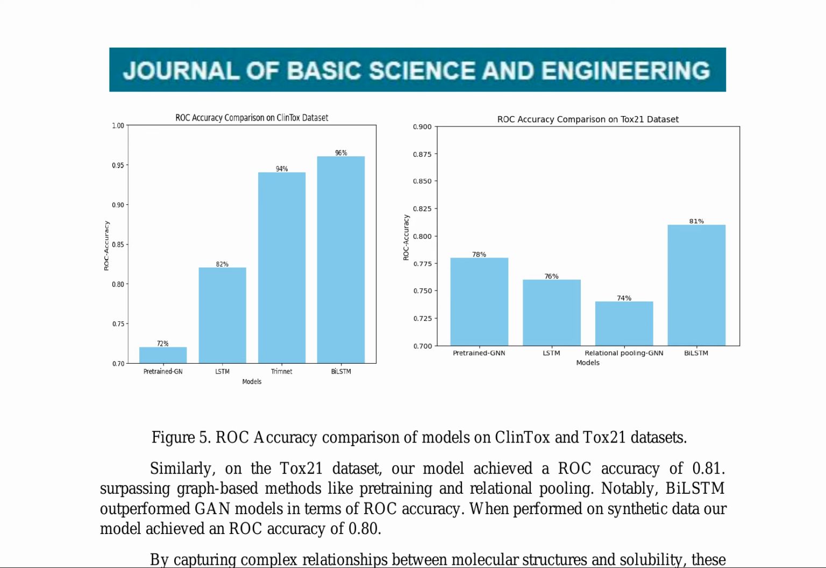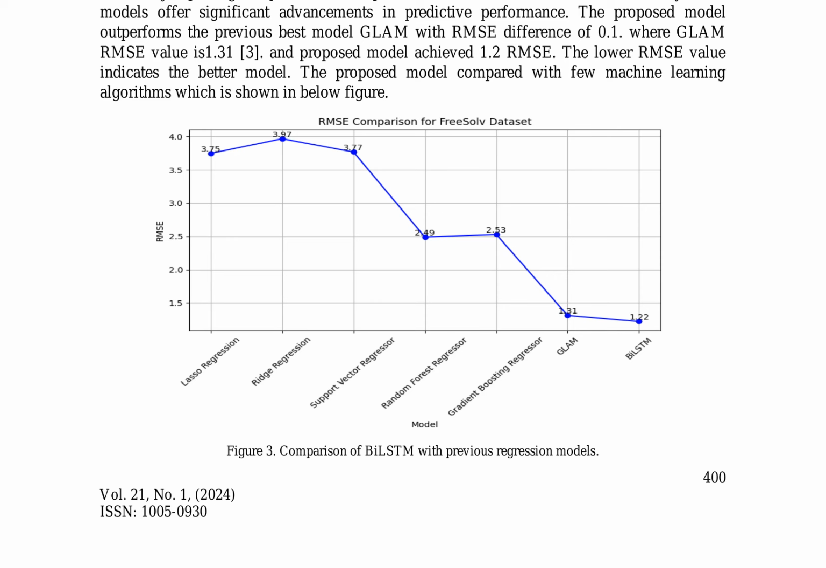When performed on synthetic data, the model achieved an ROC accuracy of 0.80, capturing complex relationships between molecular structures and solubility. Furthermore, the proposed model outperforms the previous best model GLAM with a lower RMSE value of 1.2 compared to GLAM's 1.31, indicating better predictive performance. Figure 3 provides a comparison of the BiLSTM model with previous regression models, highlighting its significant advancements in predictive performance.